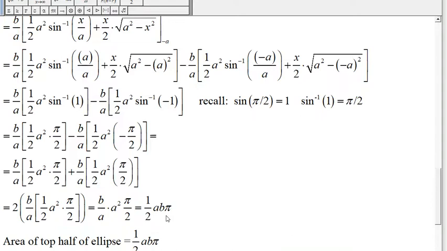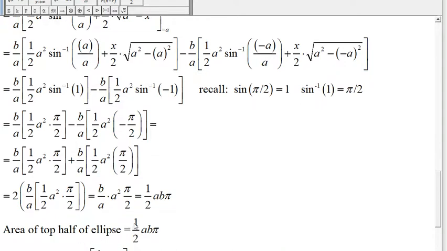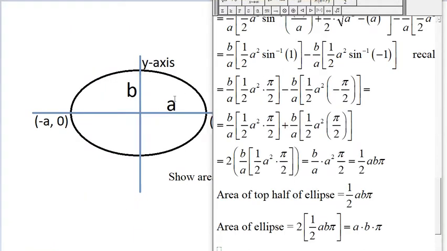So the area of the top half of the ellipse is 1/2 times a times b times pi, and therefore the area of the entire ellipse is 2 times 1/2 times a times b times pi, or just a times b times pi. And this is the area of the ellipse.